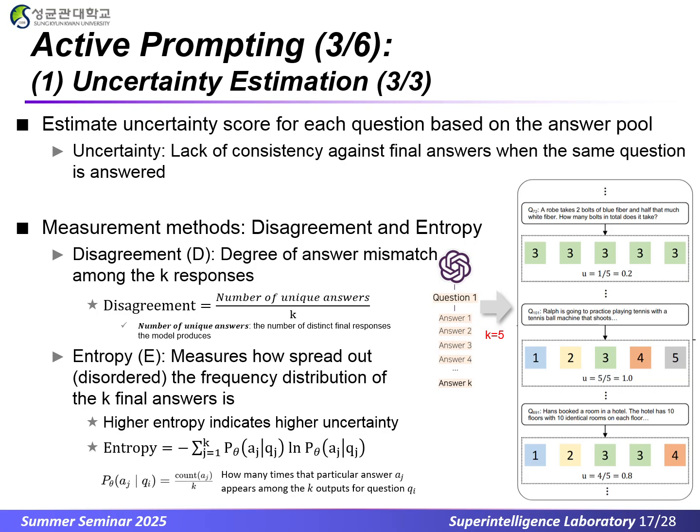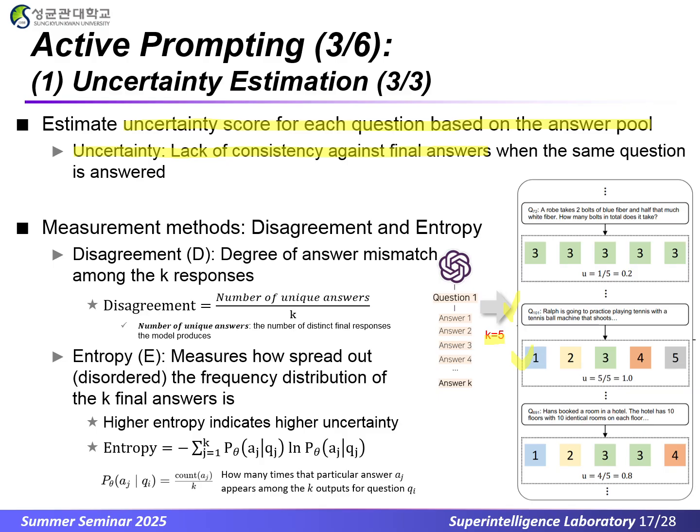On this final step of uncertainty estimation, we estimate how uncertain the model is by computing an uncertainty score for each question based on the answer pool. Here, uncertainty means lack of consistency in final answers, even when the same question is answered. On the right side, there is an example of how we put those two metrics into action, using the tennis ball question as our running example. If k equals 5, we prompt the model 5 times with question number 101 and collect its 5 final answers for uncertainty scoring.